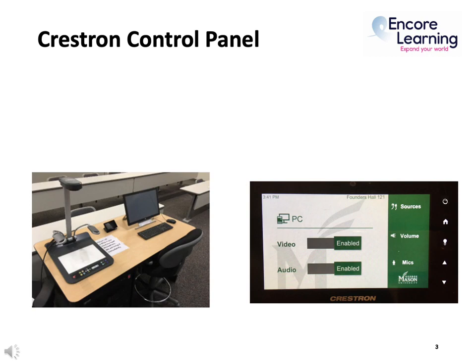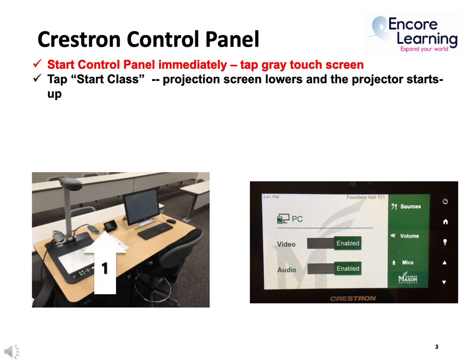Step 1 of classroom setup is to start the system and launch a projector and projection screen using the Crestron control panel, the touchscreen device identified by arrow 1 on the instructor table. If off, the display will be unlit. Thus, tap the gray part of the display, then tap Start Class. Projection screen lowers, watch heads, and the projector slowly warms up.